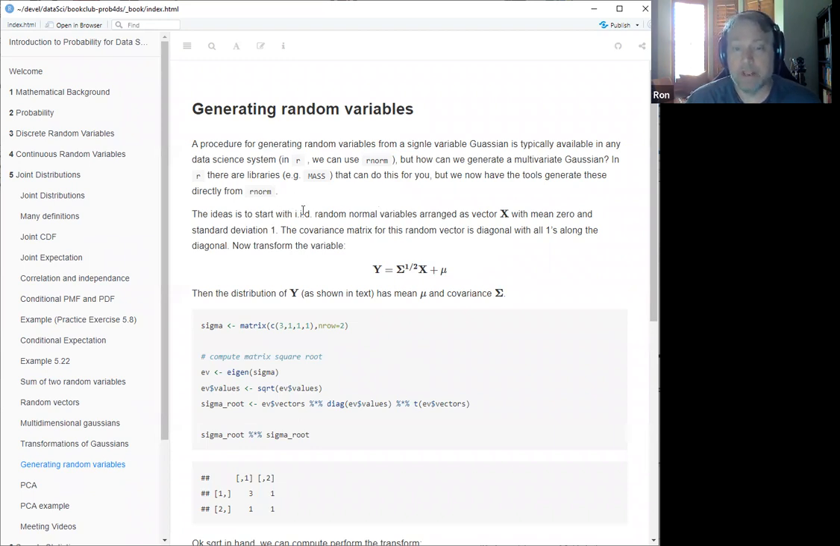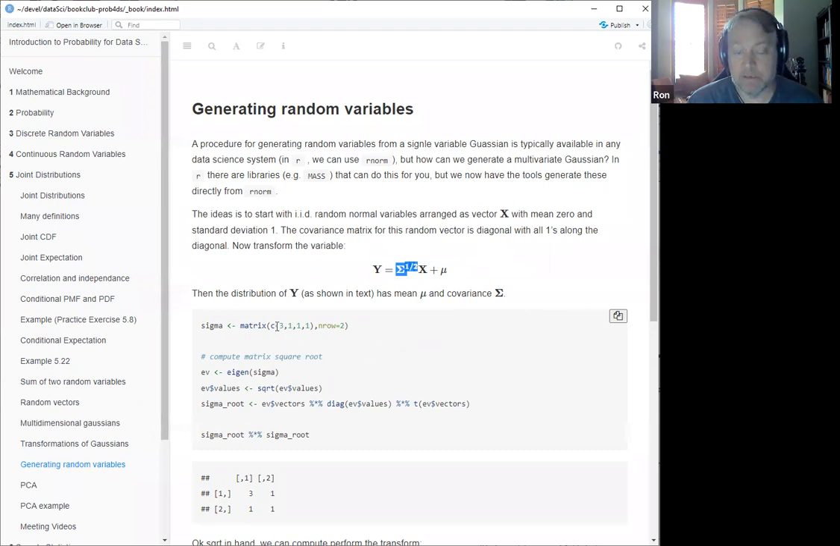The idea is to start with independent, identically distributed random normal variables with mean zero and standard deviation one, kind of standardized independent Gaussians. Then we transform them with the square root of the desired covariance matrix, and add the desired mean. The distribution of y, as the text shows, has the desired mean and covariance just by doing this transformation. Where the eigenvalues and eigenvectors come in is in computing this square root of the covariance matrix. You decompose the covariance matrix, take the square root of the eigenvalues, and put it back together, which is what I do here.